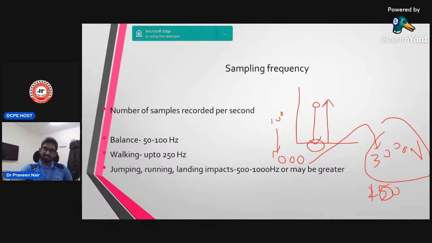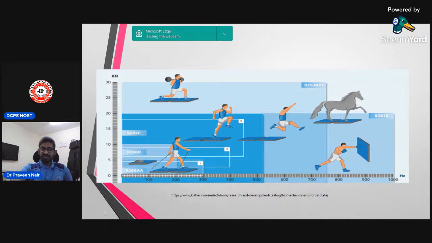Okay, so this is about sampling frequency, and yes, this is again taken from the Kistler website. As you can see, on the x-axis, you can see the frequency used for various sports. Okay, and on the y-axis, what is the impact force, what is the maximum capacity of this force plate.